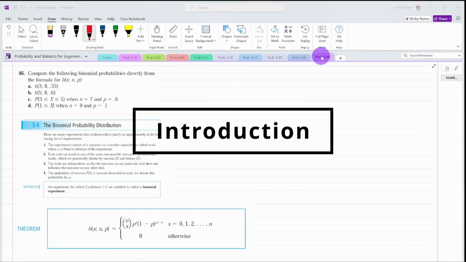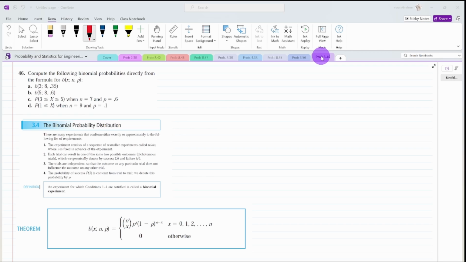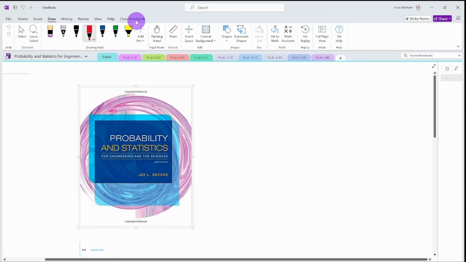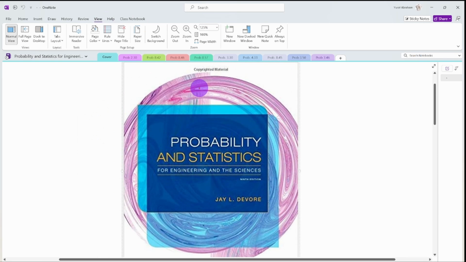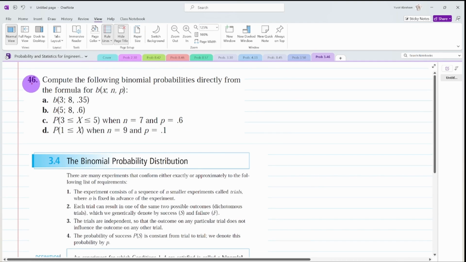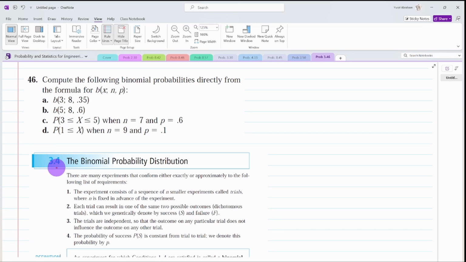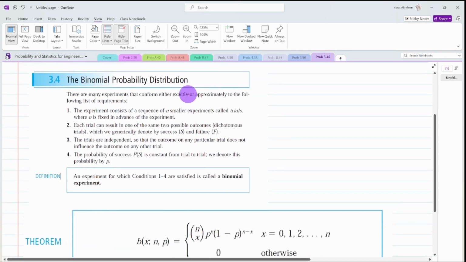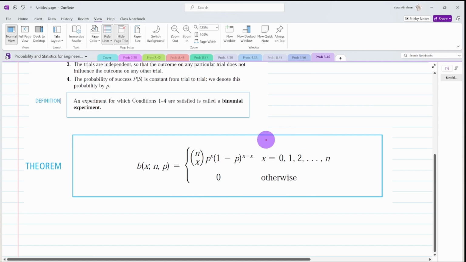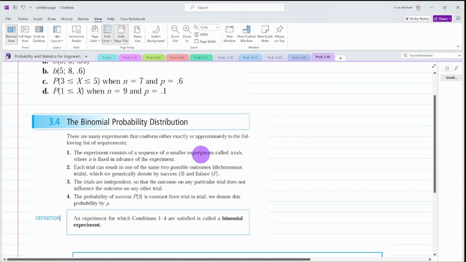Hello guys, in this video I'm going to show you how to do binomial distribution using the formula. In this example I'm going to be using this textbook. Let me zoom in a little bit. There we go. I'm going to be using problem number 46 from section 3.4, so if you need help on this particular problem, this video will help you out. Okay, now using the formula. Here's the formula.